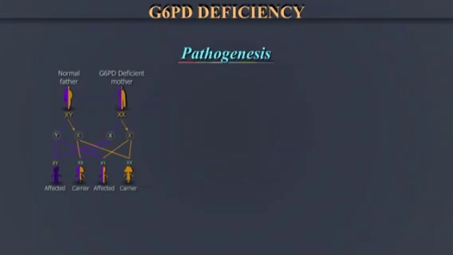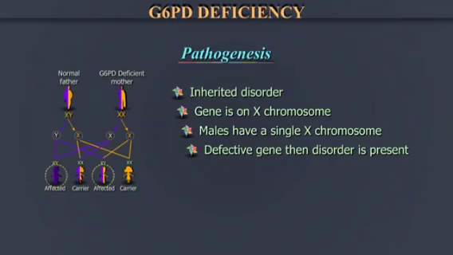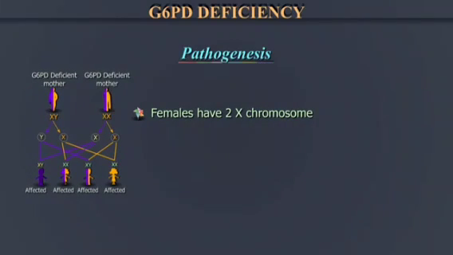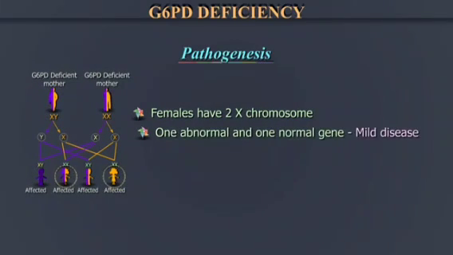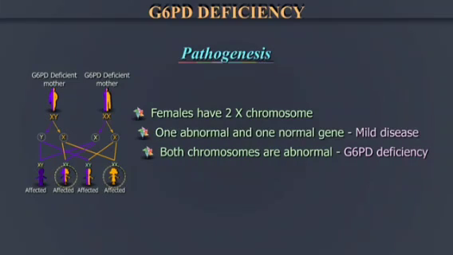Pathogenesis. G6PD deficiency is an inherited disorder, the gene for which is on the X chromosome. Since males have a single X chromosome, if it is defective, the disorder is present. Therefore, G6PD deficiency is more common in males. Females have two X chromosomes. If one abnormal and one normal gene is present, she will have a mild disease. If both the X chromosomes are abnormal, she will have G6PD deficiency.